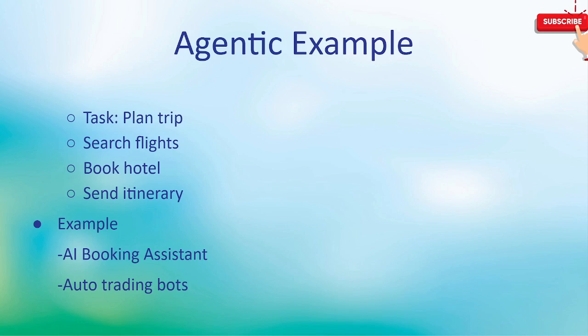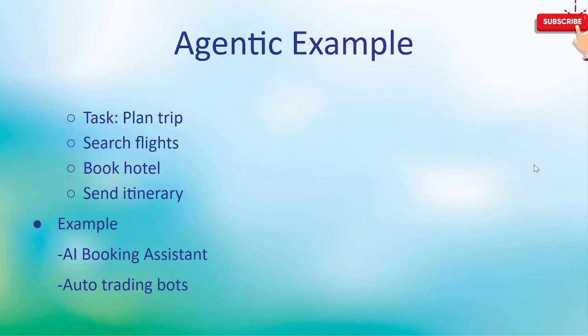Now imagine agentic AI. You give the same instruction and it will search for flights, compare prices, check your calendar, book hotel, and send you the full itinerary. That's the difference. It doesn't just respond, it completes the task. Agentic AI is like a smart assistant that thinks, plans, and acts.